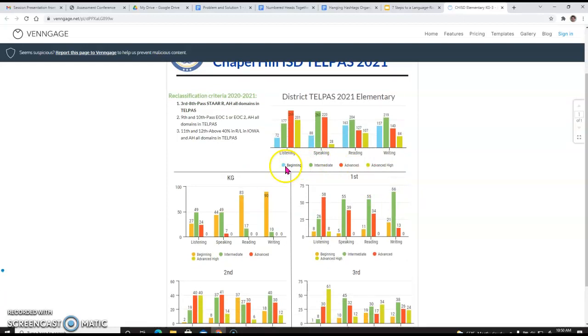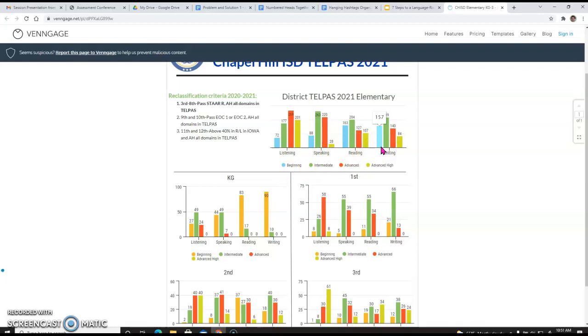So we have beginning here, that's established by the light blue, intermediate in green, advanced in red, and then finally this yellowish color, advanced high. Now, if you look across the board, our highest number is pretty much neck and neck between intermediate and advanced, all the way throughout, although of course we do have beginning here in reading and in writing.